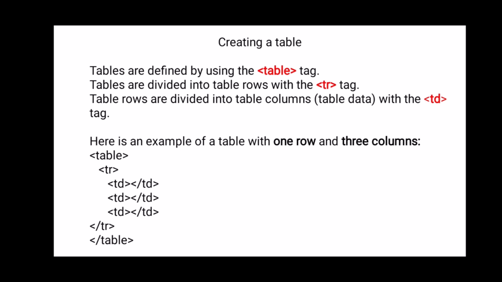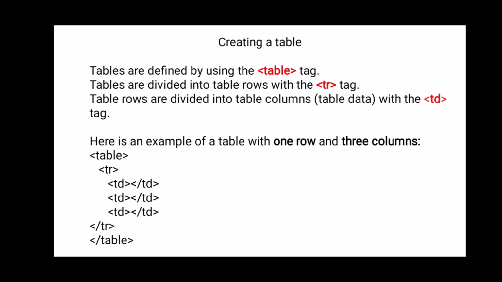Next, creating a table. Tables are defined by using the table tag. Tables are divided into table rows with the TR tag. Table rows are divided into table columns, table data, with the TD tag. Here is an example of a table with one row and three columns.